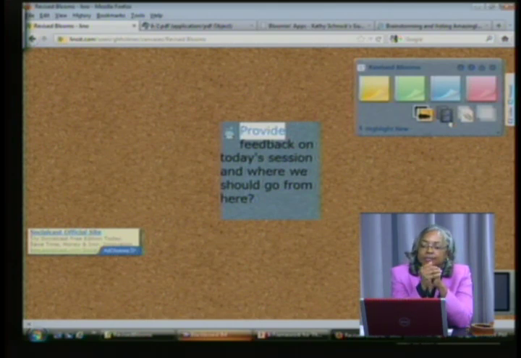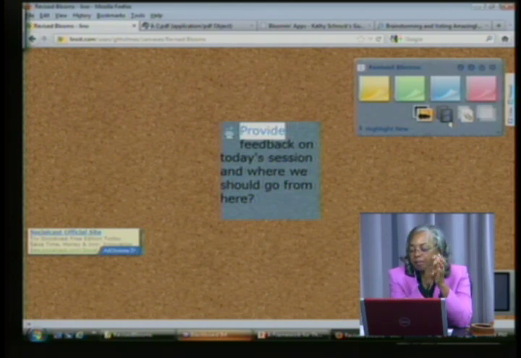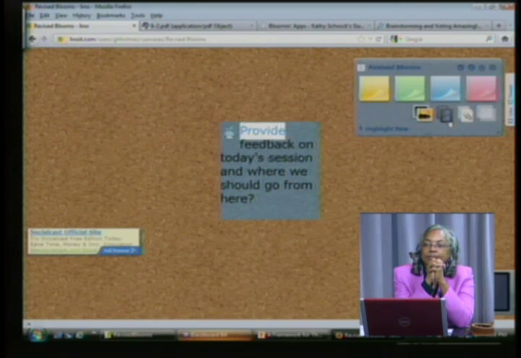Think about Linoit for a second. How can you empower students? How can you strengthen your lesson using this tool? Take a few minutes and think about that and respond to it. Yes?